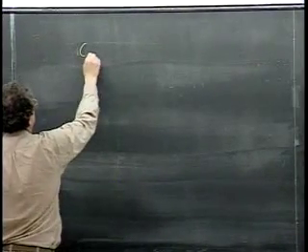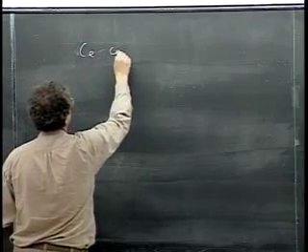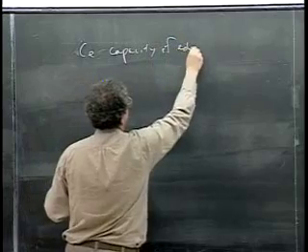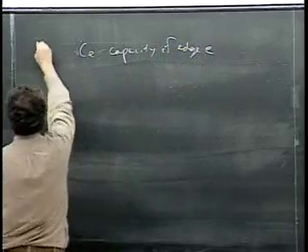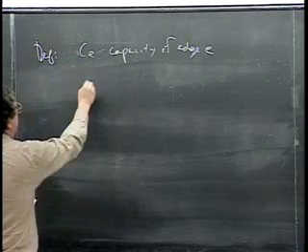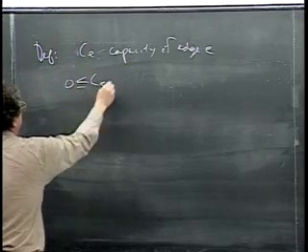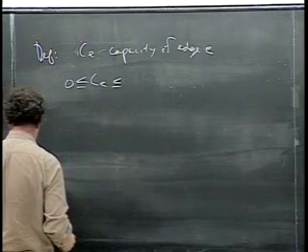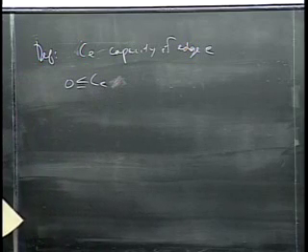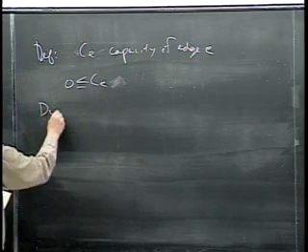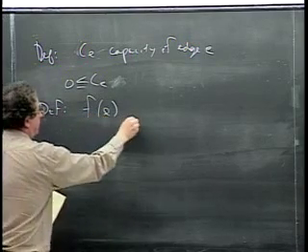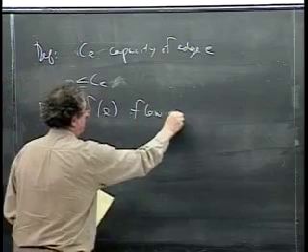C_e is called the capacity of edge e. Okay, so these are definitions. And it's going to be non-negative and, well, that's all we're saying about it right now. And then we have another number of interest, which is f_e, and that's the flow on edge e.